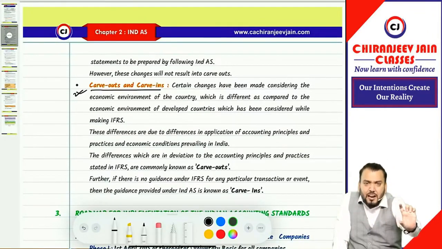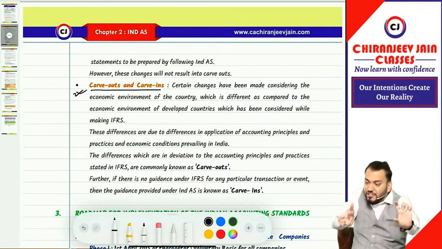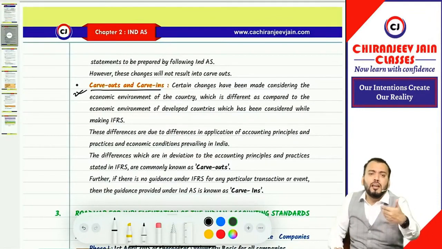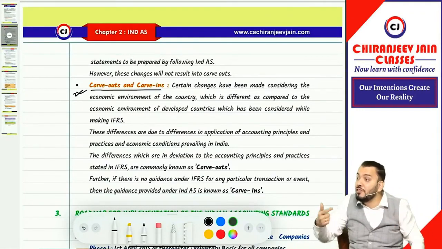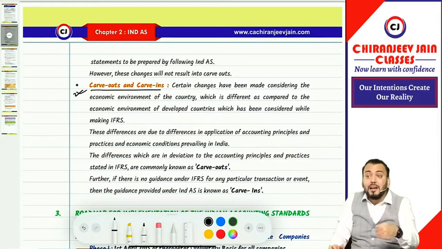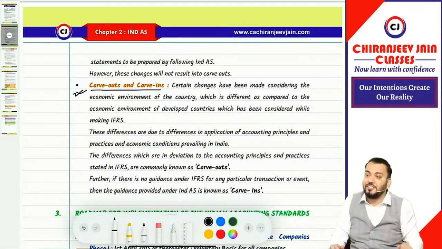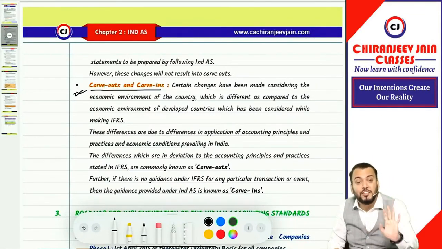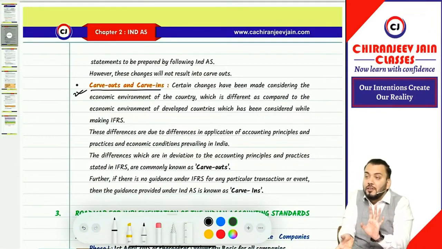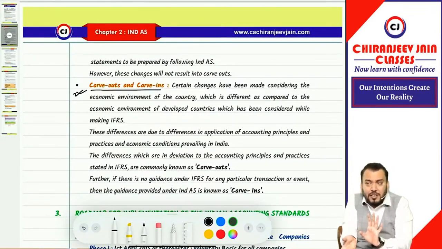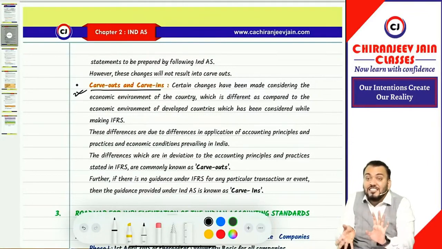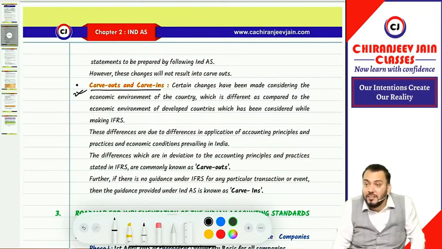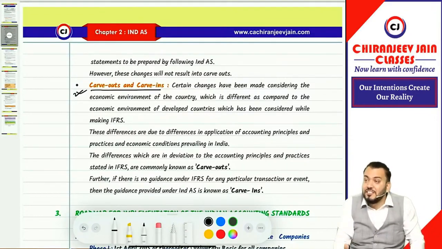IFRS gave this accounting treatment. This accounting treatment has been changed to a different accounting treatment as per Indian economic conditions, because we are not able to apply that treatment. This is known as carve out. And there are some accounting treatments for which IFRS was silent, meaning IFRS has not given any accounting treatment for a particular transaction. So they have introduced an accounting policy for such treatment. That is known as carve in. Understood? Whenever we have changed, it is carve out. Whenever we have introduced, it is carve in.